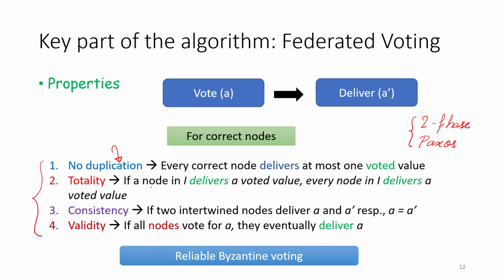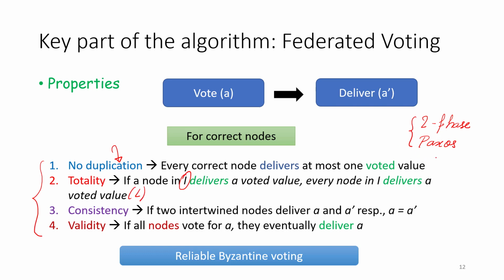Then you have totality. If a node in I, where I is an intact set, delivers a voted value, every node in I delivers a voted value. What does that mean? This is a liveness guarantee, which basically says that if one of the correct nodes in an intact set terminates and delivers a voted value, then all the other nodes also will terminate. So this is a liveness guarantee.